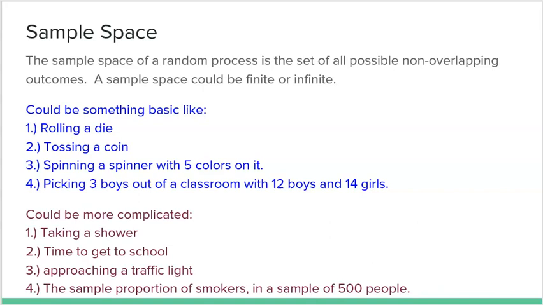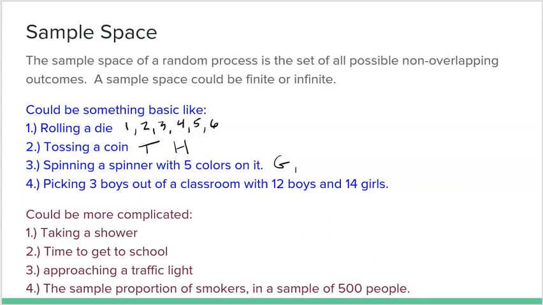So let's look at some of the examples here that we've already looked at. What is the sample space for rolling a die? Well, 1, 2, 3, 4, 5, 6. I could easily list the different things that could happen when you roll a die. Tossing a coin. I don't know what's going to happen, but I know you're going to get a tail or a head.